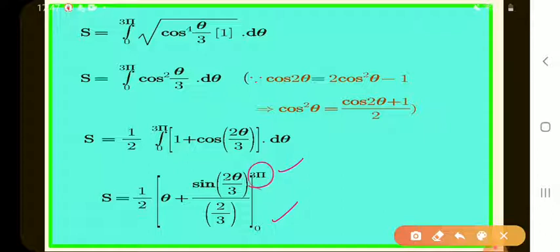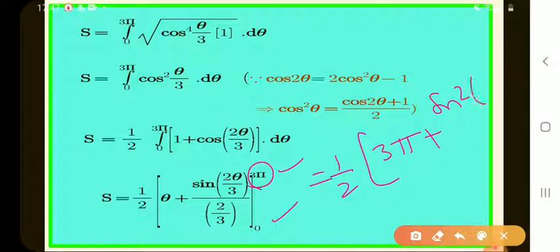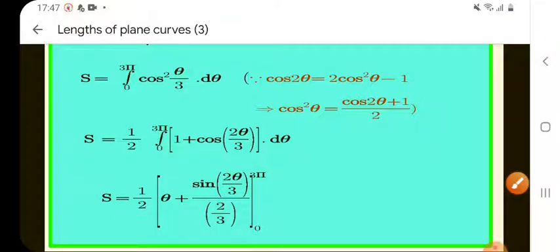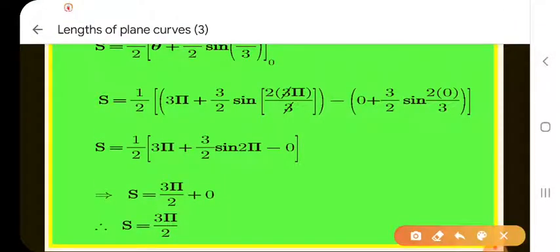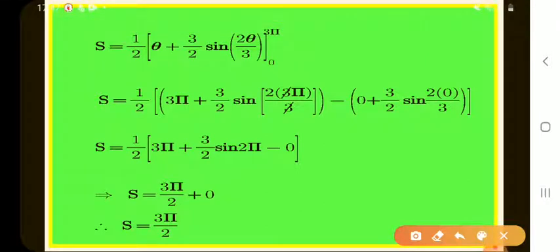First I put 3π. What we get? 1 by 2. Put θ equals 3π. That means 3π. In sin 2θ place we substitute 3π by 3, by 2/3. Okay. Before substituting these limits, first I write the denominator 2/3 in the numerator. If the denominator 2/3 goes in the numerator, what we have? 3/2. See here, S equals 1/2 [θ plus 3/2 sin 2θ/3], 0 to 3π are the limits.